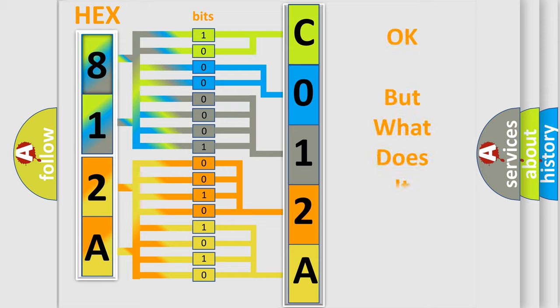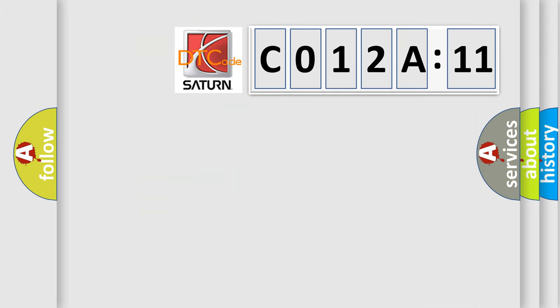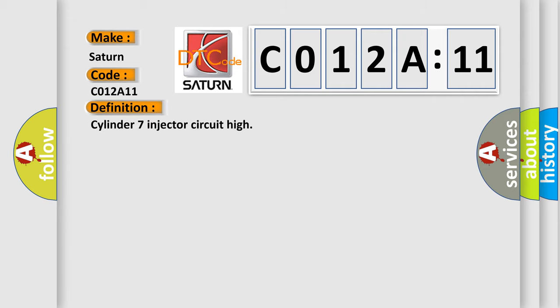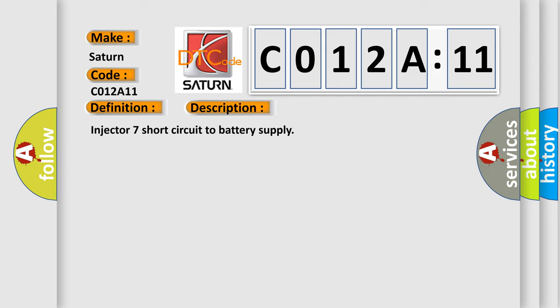The number itself does not make sense to us if we cannot assign information about it to what it actually expresses. So, what does the Diagnostic Trouble Code C012A11 interpret specifically for Saturn car manufacturers? The basic definition is cylinder 7 injector circuit high. And now this is a short description of this DTC code. Injector 7 short circuit to battery supply.